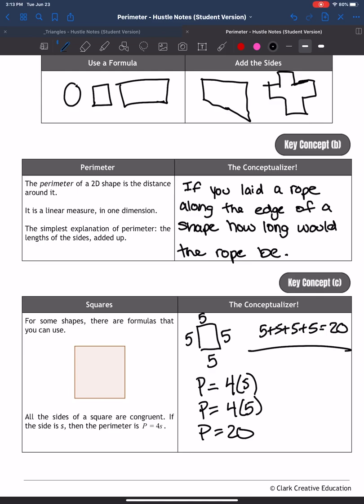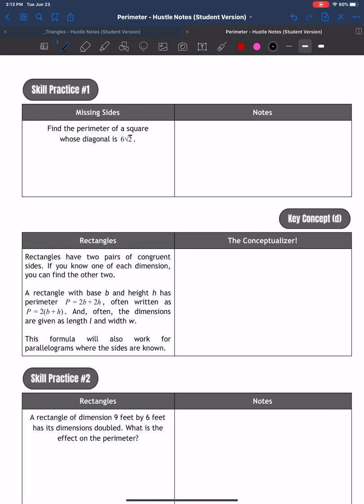Your perimeter is always going to be, so say this is 5 feet, it would just be feet, unlike area where you would have a squared. If you were missing a side and you want to find the perimeter of a square whose diagonal is 6 radical 2, so here's your square, right? I know it's not perfect, but it'll have to be close. This distance in pink is 6 radical 2. You're going to use your Pythagorean theorem to find out what your two legs are.